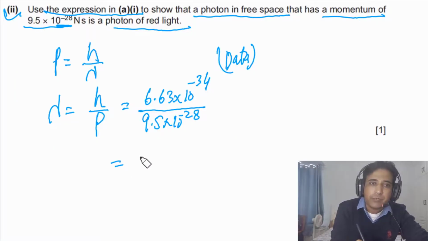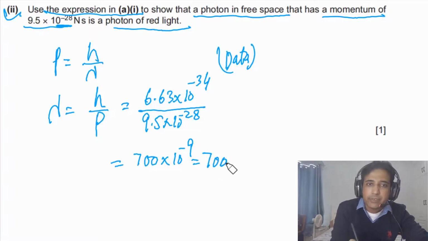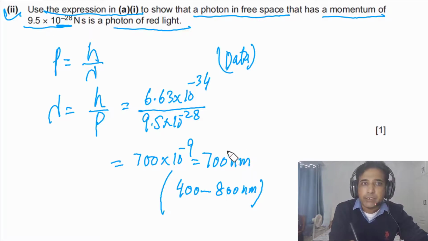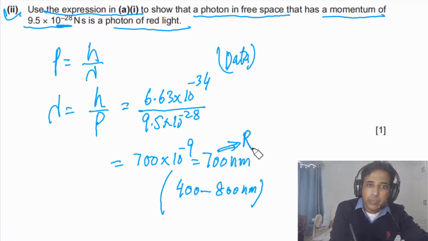If we solve this one, we will get about 700 times 10 to minus 9. So we can say this is equal to 700 nanometers. And now if we compare this one with wavelength of visible light, wavelength of visible light is about 400 to 800 nanometers. So this one is red light. This is very close to this end, so this is the red light. So this is how you need to answer.